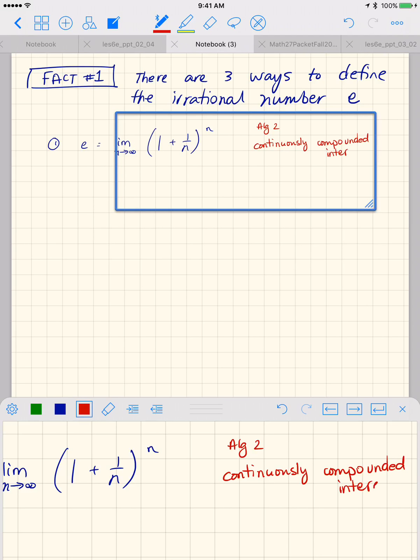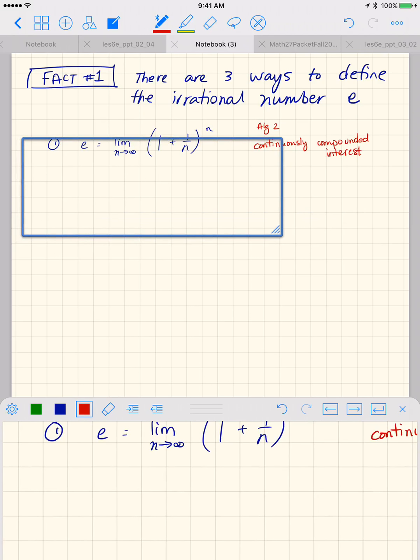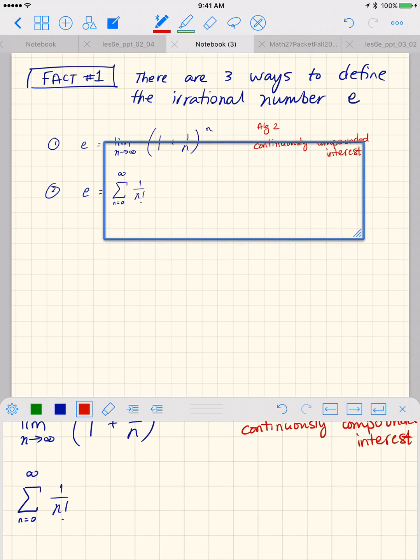Okay? And now, let's look at the second way that e is defined. The second way e is defined is as an infinite series. So this is the notation that we write: the sigma from n equals 0 to infinity, 1 over n factorial. Now here, as an infinite series, we're going to get into this next semester. So this is actually the definition that's given in Calculus 2.